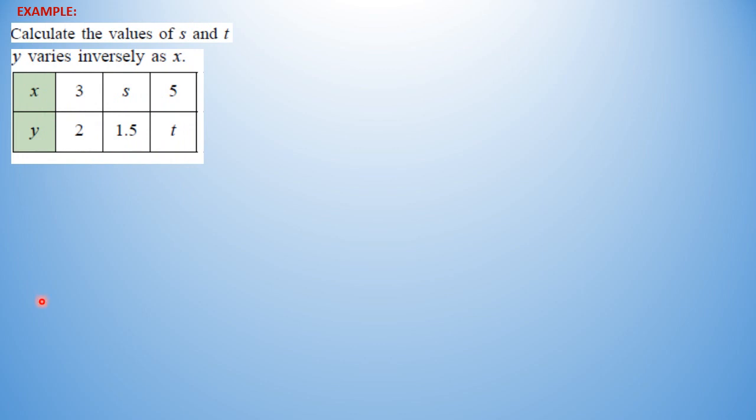One more example for this part. Calculate, okay, if I give you a table like this and then I just write Y varies inversely as X, so you have to calculate the value of S and the value of T, okay? Okay, what's the solution? The first step, always the same, you have to write the variation relation first. This one is Y varies inversely as X, so that means 1 over X here.